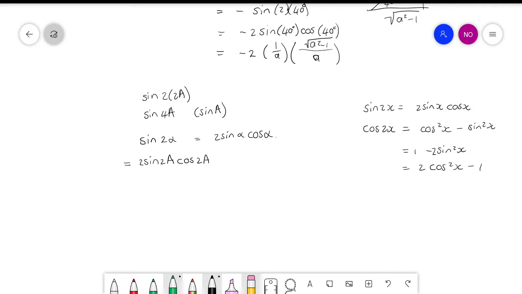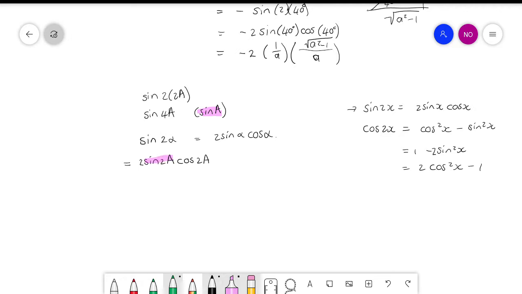Okay, so you see I used this one for my first step. But now I don't yet have them in terms of just sine A. I have a sine 2A there and I have a cos 2A, but I have to get to only sine A. Do you understand what your question requires? Okay, so let's look at this part first.